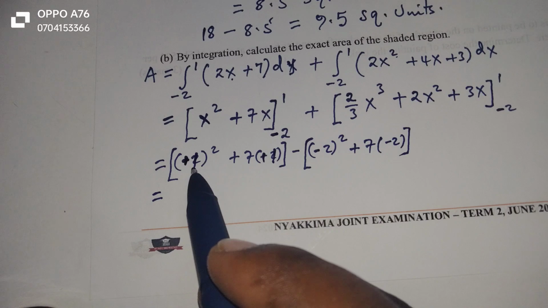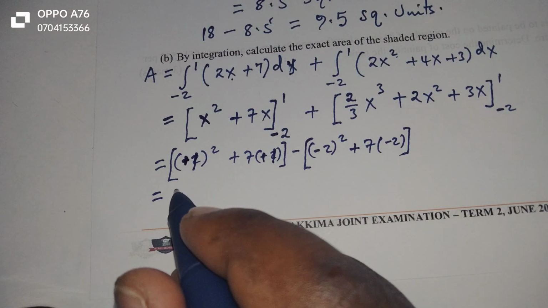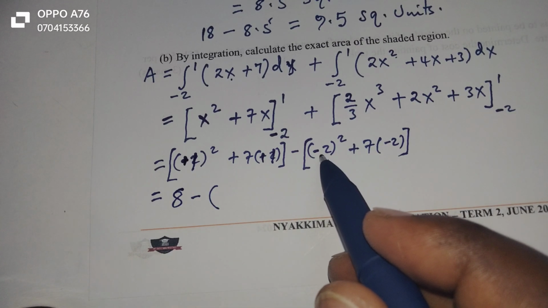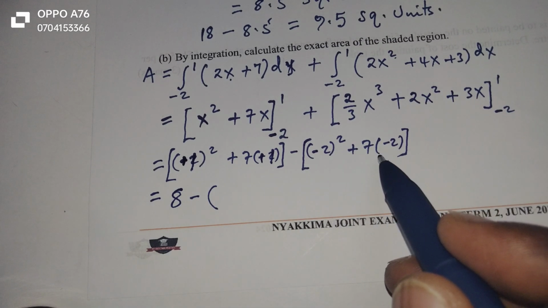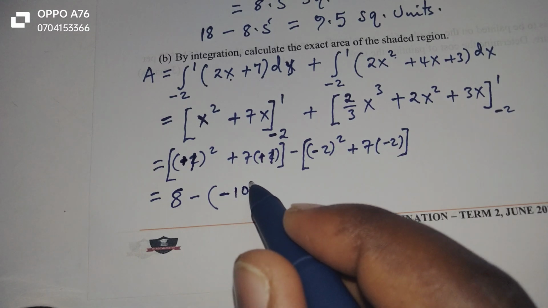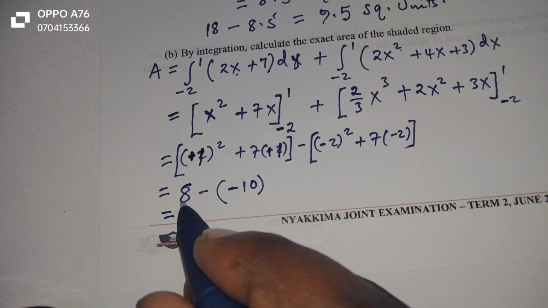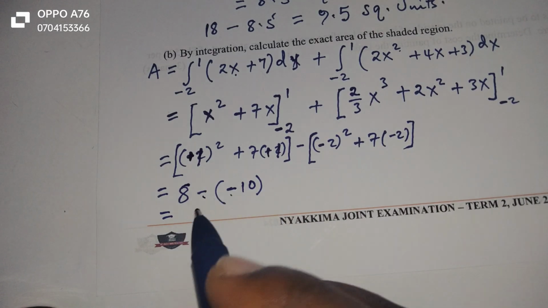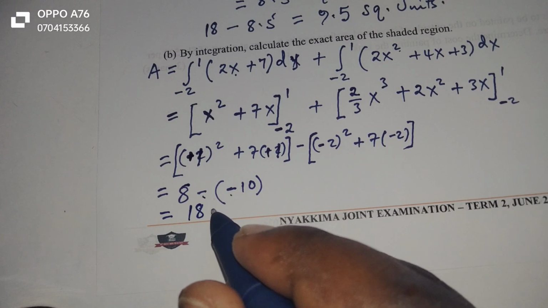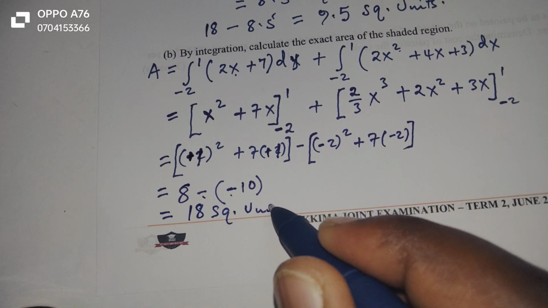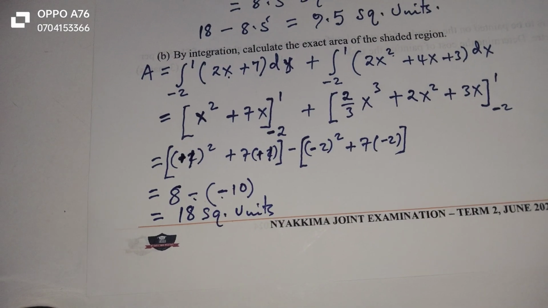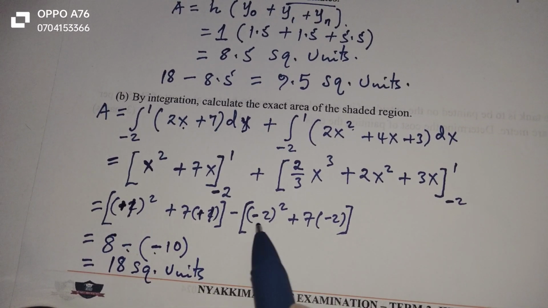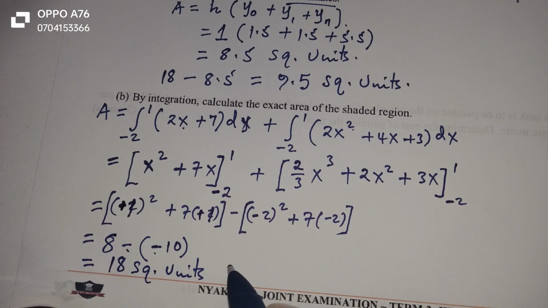This is going to give us exactly 8. Then we subtract. This is going to give us 4 plus -14, which will be -10 now. And this will be 8 minus -10, which is plus 10 now. So we get 18 square units, just as we had initially. Remember, we have already calculated the area of that trapezium. Then now in the second function here, we will be subtracting.